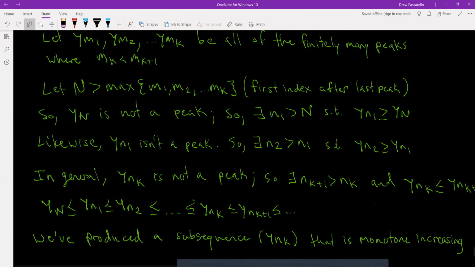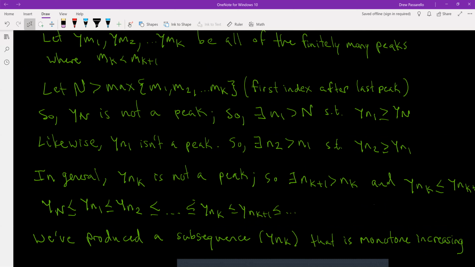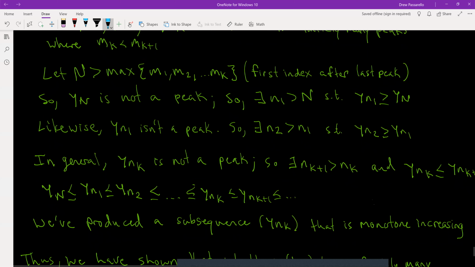So we have it such that y_N is less than or equal to y_{n_1}, less than or equal to y_{n_2}, and so forth, and this goes on forever. And then we basically produced a monotone increasing subsequence y_{n_k}.